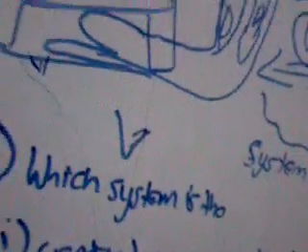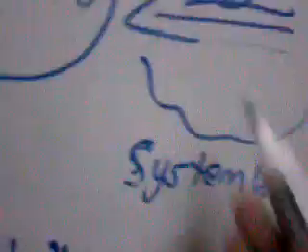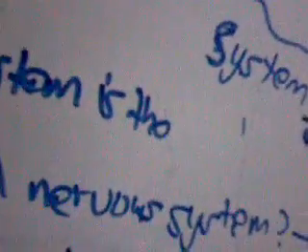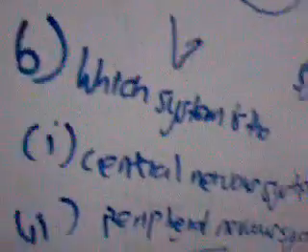Let's go to the peripheral nervous system. What is the peripheral nervous system in here? The peripheral nervous system is W. Why is it W? Because it is referring to the somatic nervous system and autonomic nervous system. So system W is the peripheral nervous system. This is the answer for number 1B.